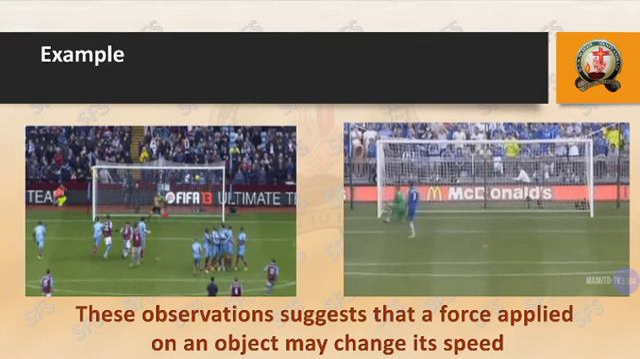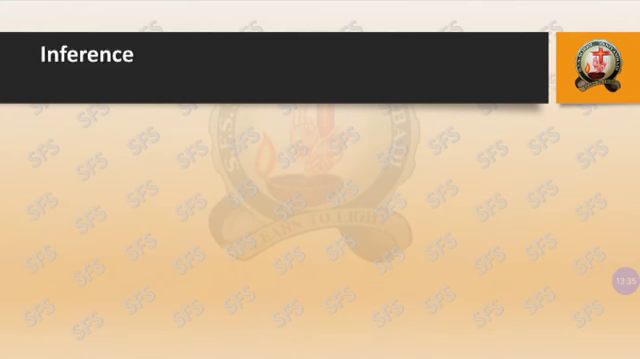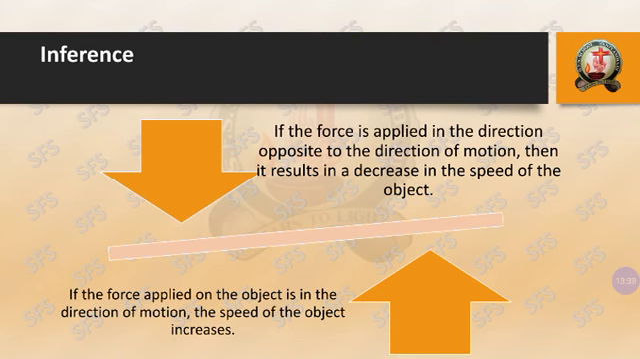Now what do you infer from this? Keep this in mind: if the force is applied on the object in the direction of motion, then the speed of the object will increase, as I said earlier. In the first case, when the footballer hits the ball, if the direction in which the force is applied is not deviated, then the speed of that football will increase.